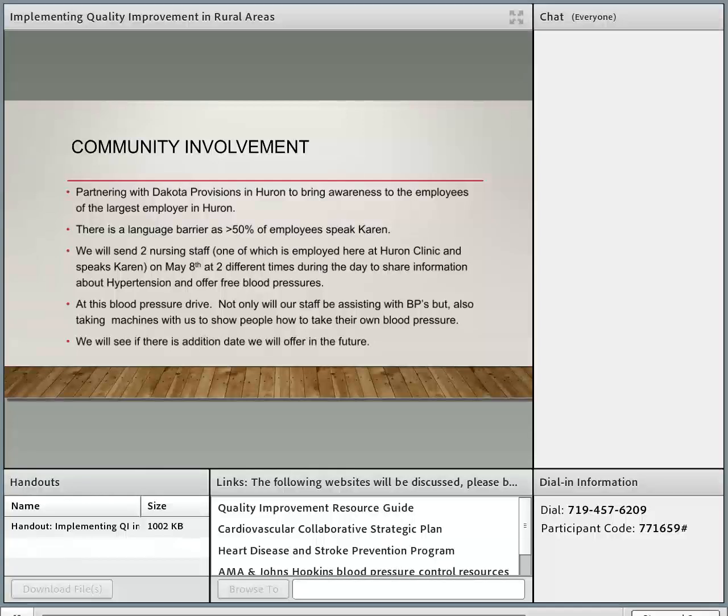So that's kind of where we're at with our program. And we're glad to help in any way for our community to increase the awareness for hypertension and to meet our goal. And hopefully we meet our goal of 80% within the next couple months. So thank you everyone for your time.